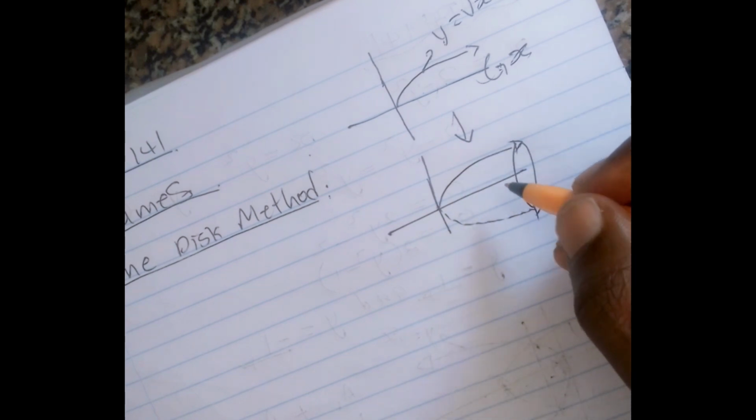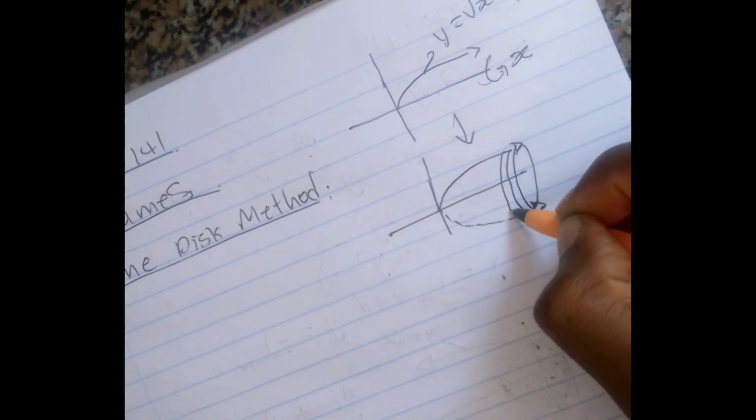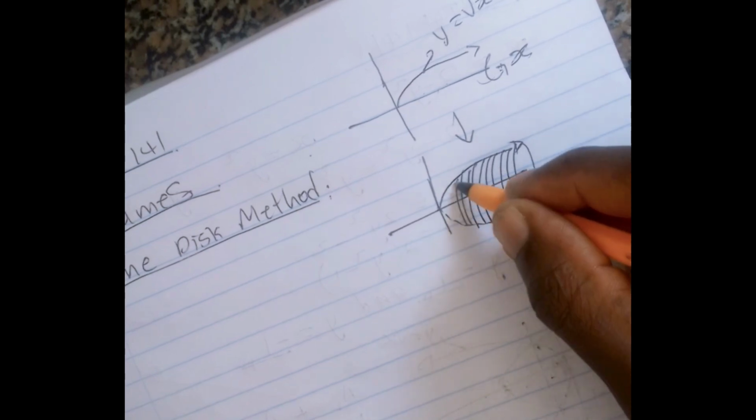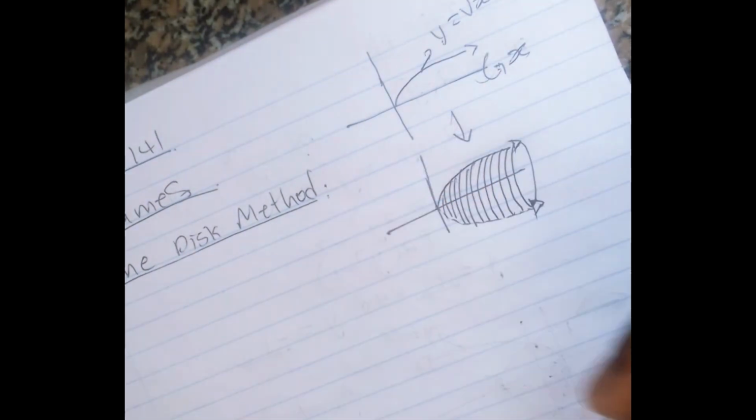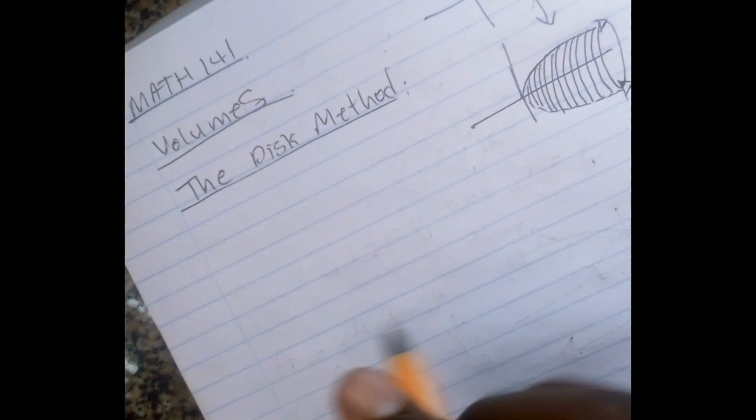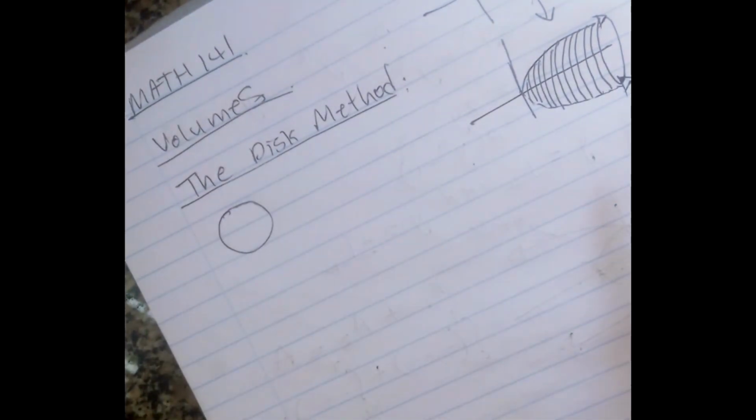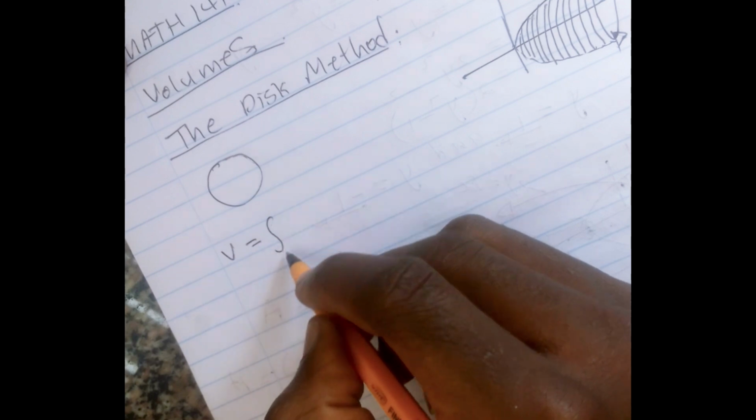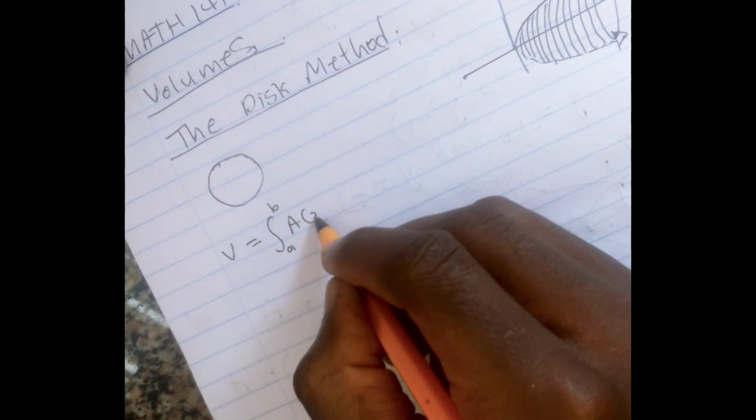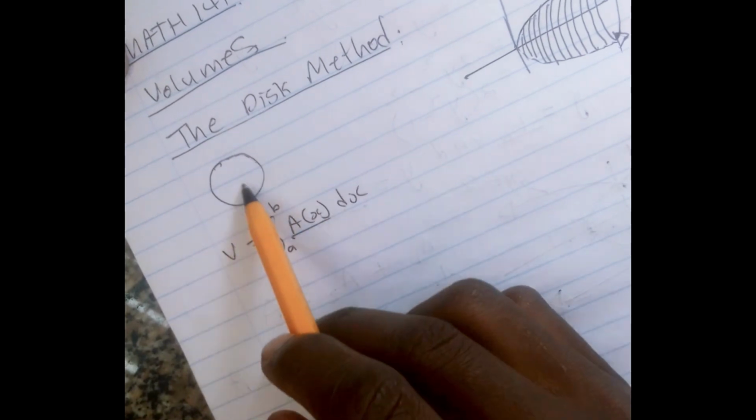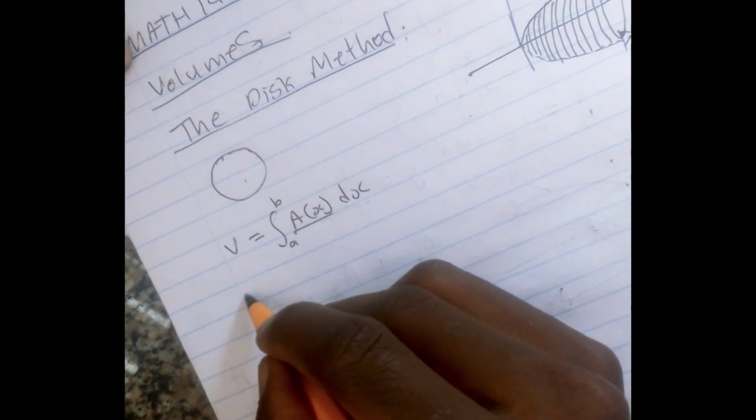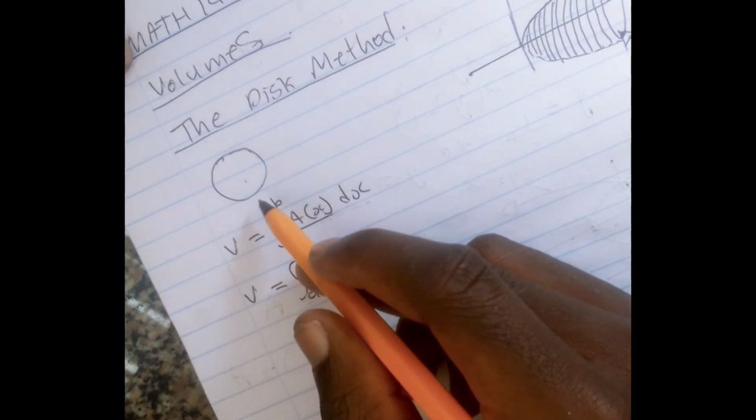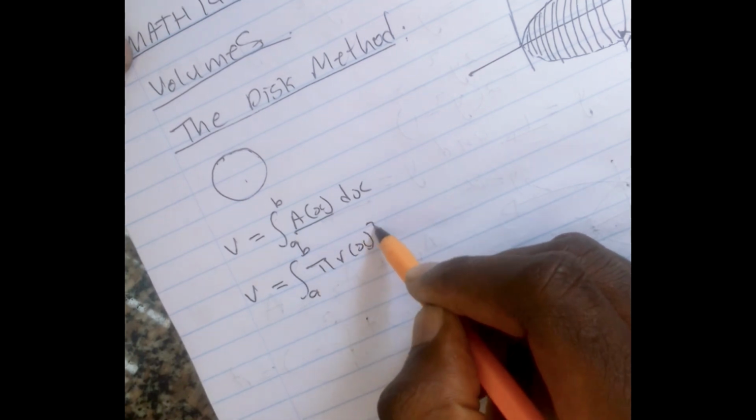Now we divide this into infinitesimally small discs. We cut it into small discs, and then we integrate to add all those discs. Right over here we only have one disc, and the volume is going to be an integral from a to b of the area of this circle, which is pi r at x squared dx.